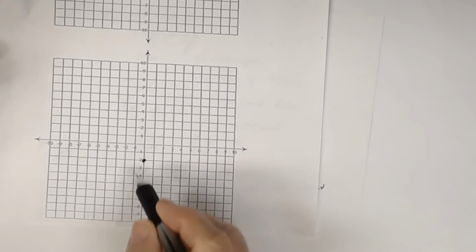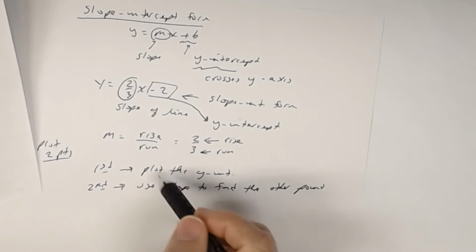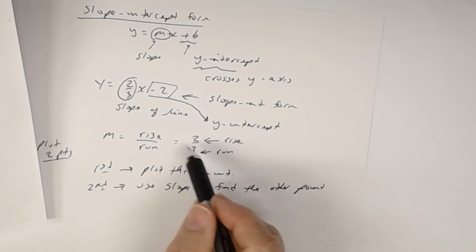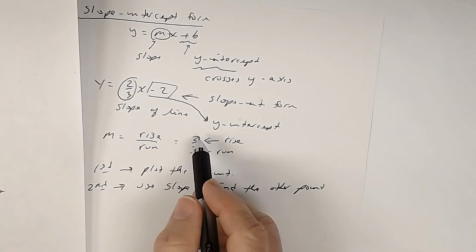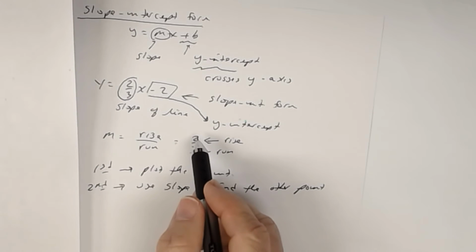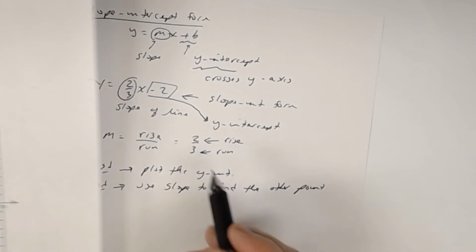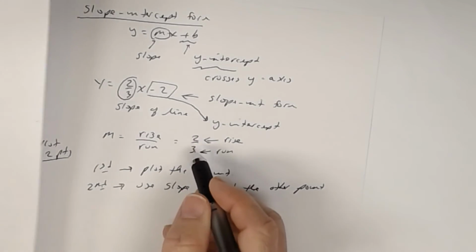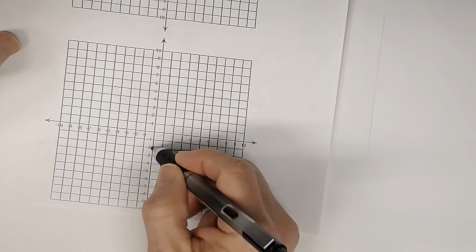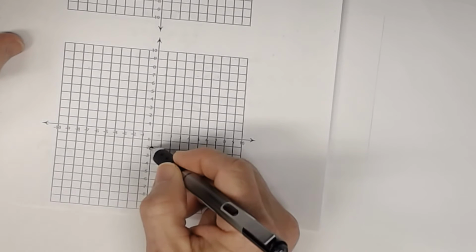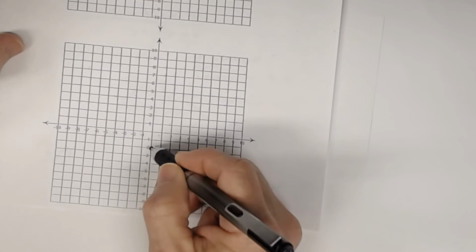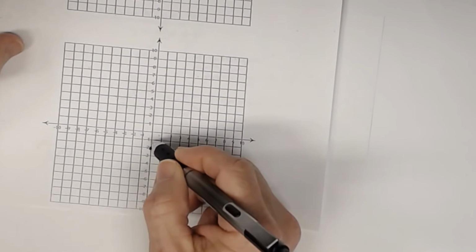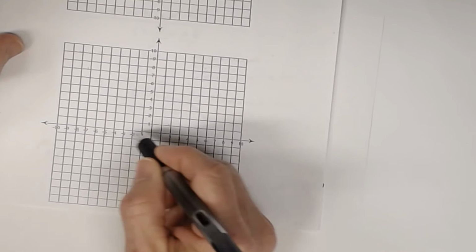Okay? Now, let's talk about how to find the other point. The slope is 2/3, so 2 is your rise, 3 is your run. The numerator is your rise, the denominator is your run. They're both positive, and that's important. So here's what we do. We go to the y-intercept. I do the rise first. So rise says I go up 2, 1, 2, and the run is where you go left or right.